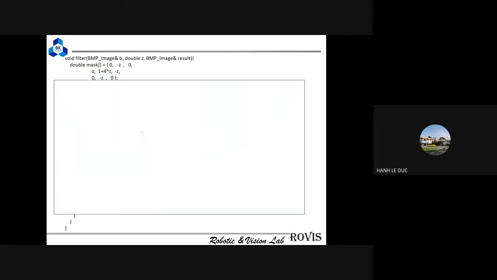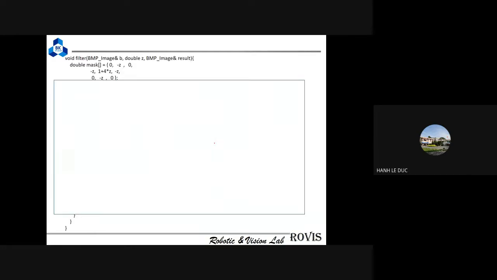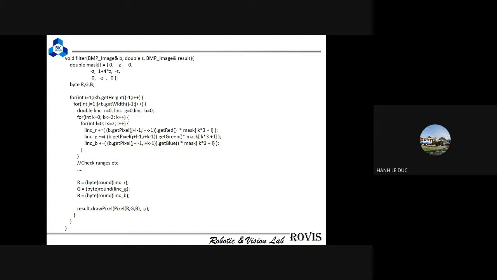Previously, I already introduced how to do the filter on just the grayscale image. How to do it on an RGB image? It's very simple. Just split the image into RGB channels, do the filter on each channel, and then merge them again. So you will have the result.